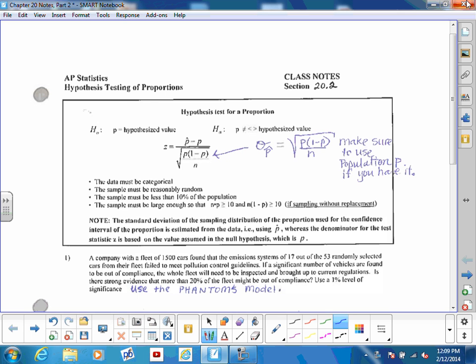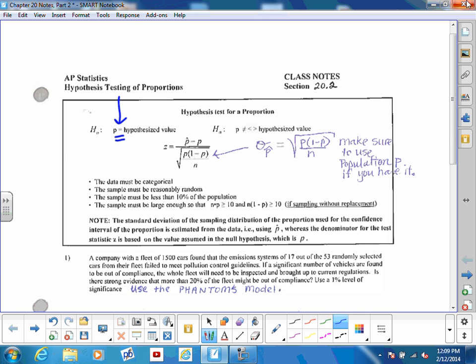A couple things first I want to remind you of is that your null hypothesis is always an equal to. Always an equal to. Even if they say something like, they will be happy if they have 8% or less. Okay? They will have met their goal if they have 8% or less. Hypothesis value is always equal to.